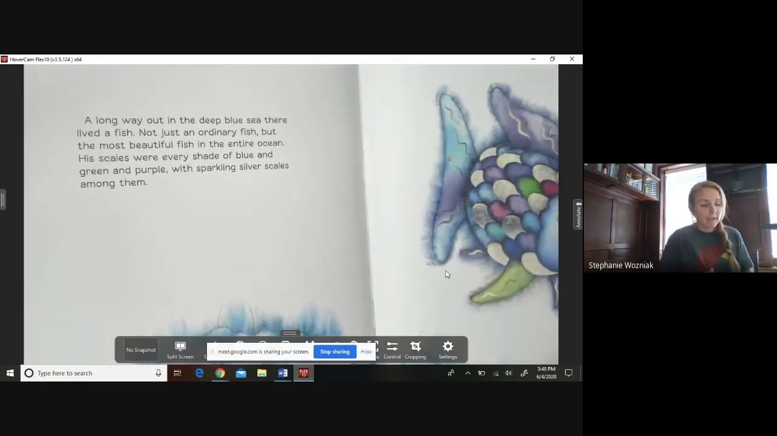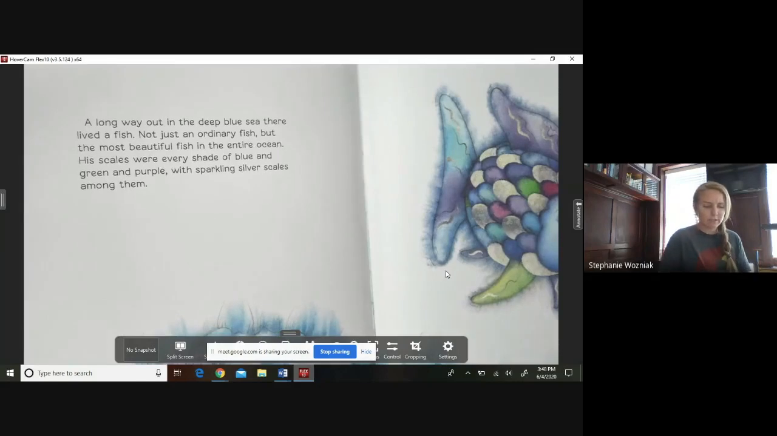A long way out in the deep blue sea, there lived a fish. Not just an ordinary fish, but the most beautiful fish in the entire ocean. His scales were every shade of blue and green and purple, with sparkling silver scales among them.